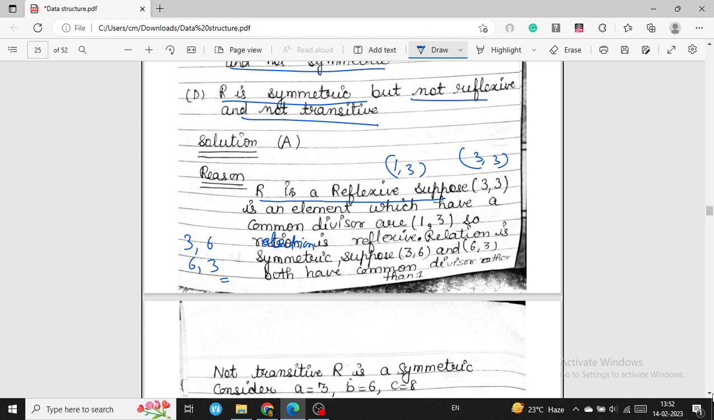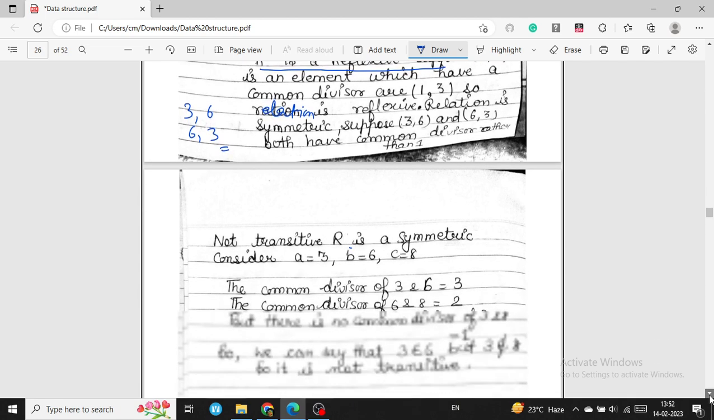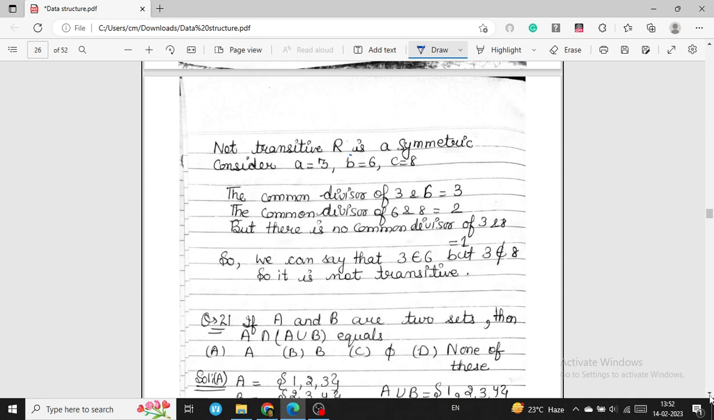R is symmetric, but not transitive. How? You can take here A 3, B 6, C 8. The common divisor of 3 and 6 is 3, and the common divisor of 6 and 8 is 2, and there is no common divisor of 3 and 8. So that's why we can say that 3 is related to 6 and 6 to 8, but 3 is not related to 8, so it is not transitive. So the answer is the first option.